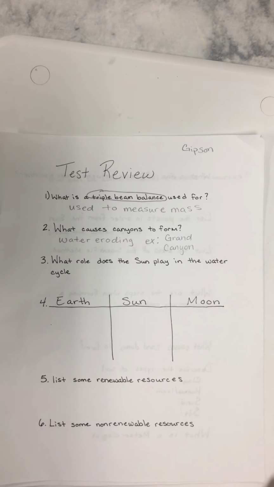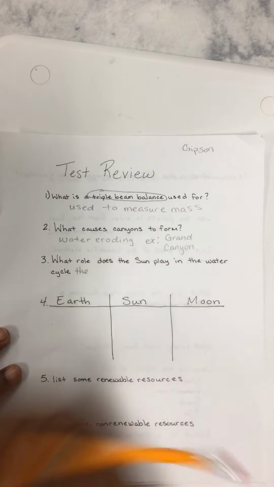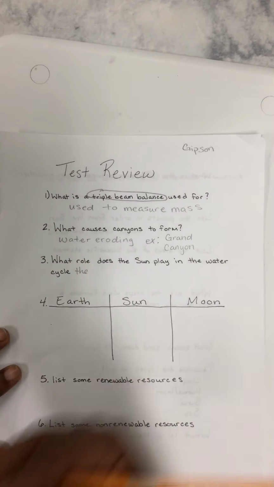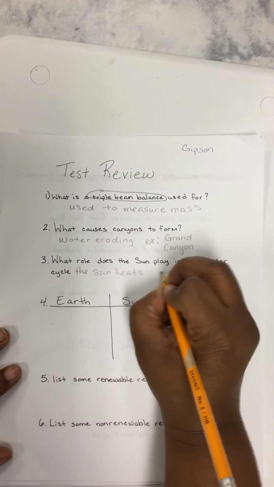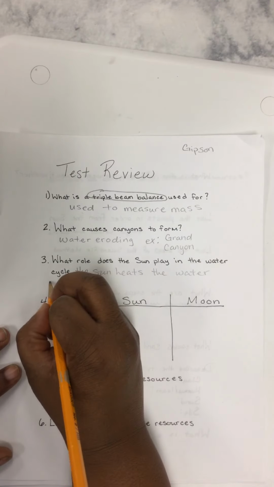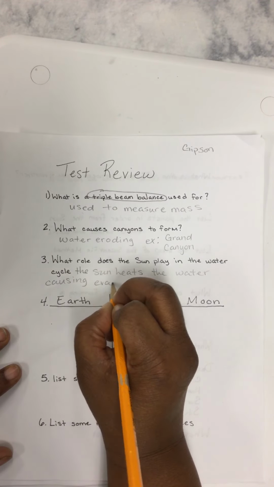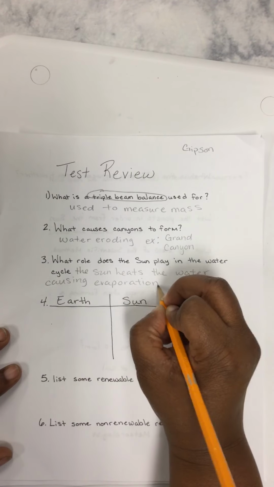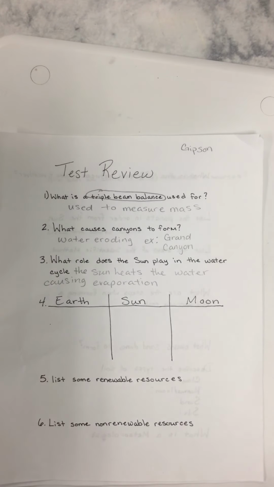The sun and the water cycle. The sun is going to heat up the water, causing evaporation. Later on in this review, you're going to have to draw the water cycle, and that's a step you don't want to miss.